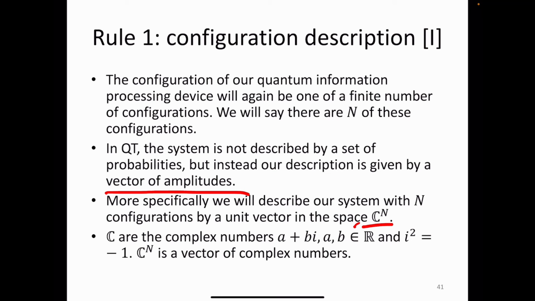And the complex numbers, as you remember, this is one example for a complex number, is a plus bi, where a and b are elements of the real numbers, and i squared equals -1. So a complex number. Okay.